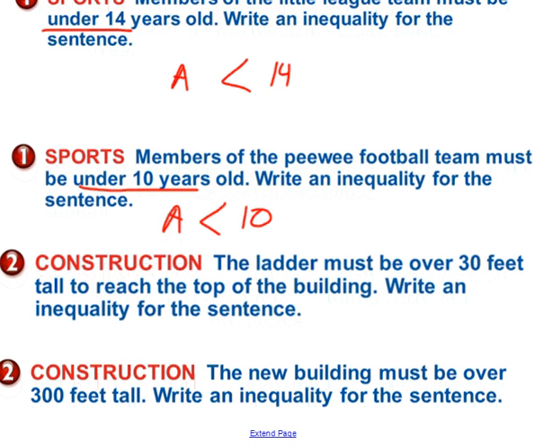All right, and here's a construction problem. The ladder must be over 30 feet tall to reach the top of the building. So I'm going to say the length of the ladder, L, must be greater than 30 feet in order to reach. And let's look at the bottom one here. The new building must be over 300 feet tall. Write an inequality for the sentence. So the height of the new building, H, must be greater than 300 feet.